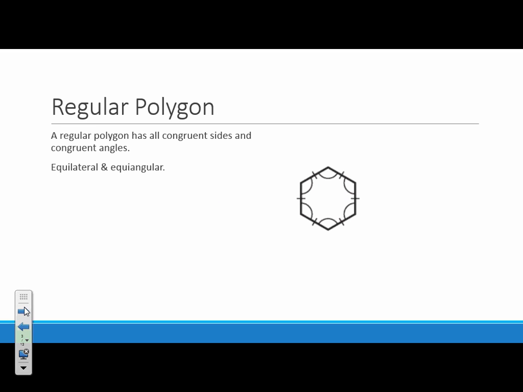Now, there's something called regular polygons as well. Let's remember that the word regular means it has all congruent sides and congruent angles. So it's basically equilateral, which means all the sides are the same, and equiangular. Notice in this picture, all the sides have the same marking on them, one little slash, and all the angles are marked equal as well. This is a regular polygon. We're going to spend quite a bit of our time finding areas of regular polygons, whether they're hexagons, octagons, pentagons, whatever it may be. So it's important to understand what it means to be regular.